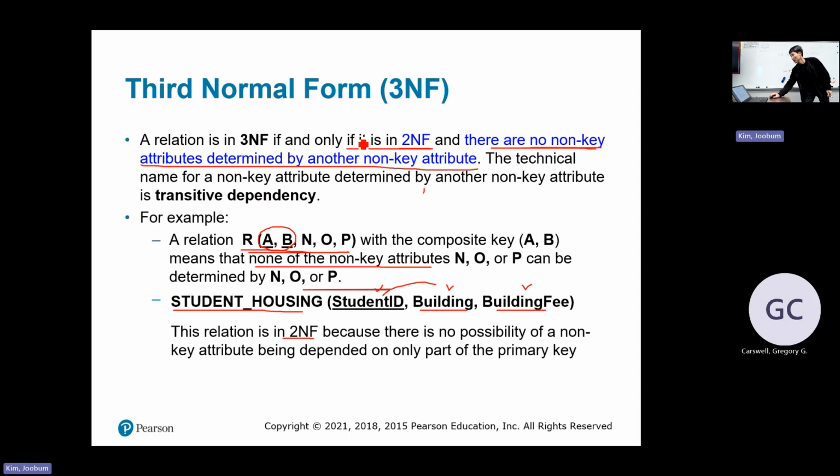Again, to be in third normal form, the relation should be in second normal form, and none of the non-key attributes can be determined by another non-key attribute. But in this example, building is a non-key attribute, building fee is a non-key attribute, but building determines building fee. So it violates this condition. So this relation is not in third normal form.